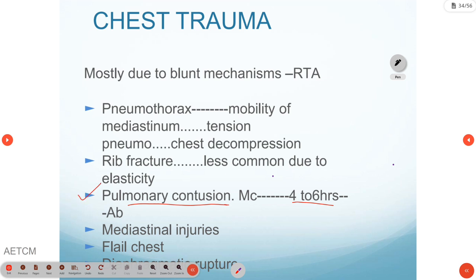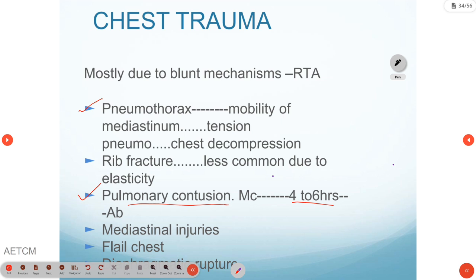The second one is pneumothorax. Here the chances of tension pneumothorax are high in pediatrics because there is more mobility of the mediastinum compared to adults. So there can be possibilities of tension pneumothorax. As soon as we know there is a tension pneumothorax, we'll go ahead with chest decompression as usual, the same as in the adult group.